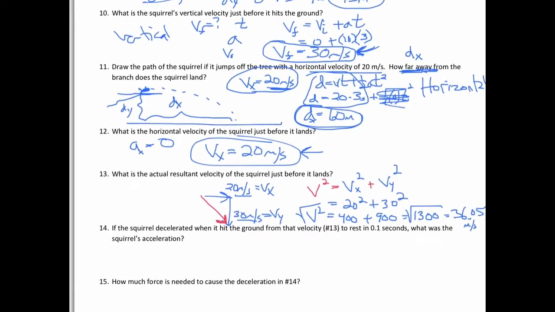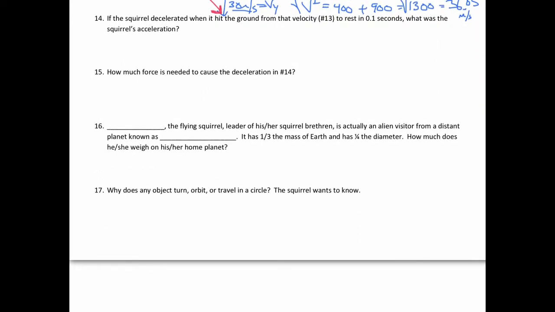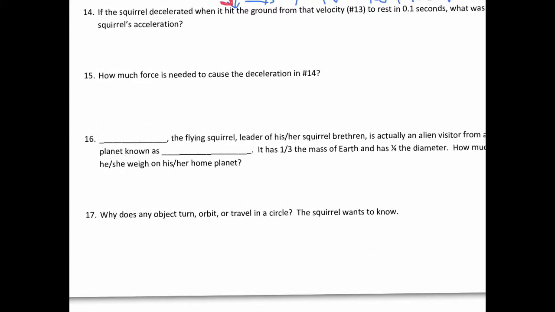All right, moving on to number 14. The squirrel decelerated when it hit the ground from that velocity in number 13, to rest in 0.1 seconds. What was the squirrel's acceleration? We want to know the acceleration. That's the change in velocity over the change in time, if you look at your MCAS formula sheet, which is really just a rearrangement of the equation that we developed before: final velocity equals initial velocity plus acceleration times time. If you rearrange this for acceleration, you get change in velocity over time.